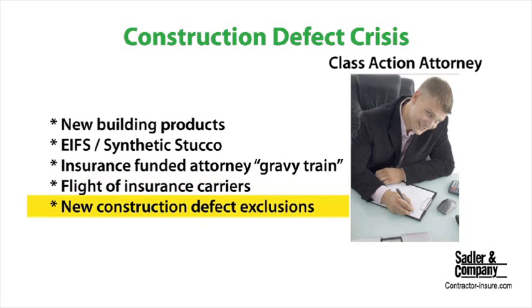The second was that the carriers that remained in the market for builders learned a lesson from the EIFS epidemic and decided that they didn't want to be a funding source for another plaintiff attorney's feeding frenzy. They decided to attack the problem by adding a multitude of exclusions to the policy form to reduce and/or eliminate coverage for construction defect lawsuits.